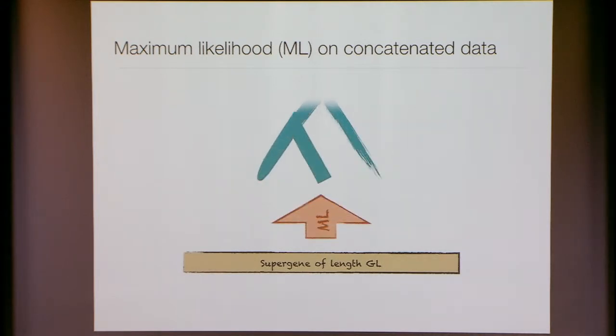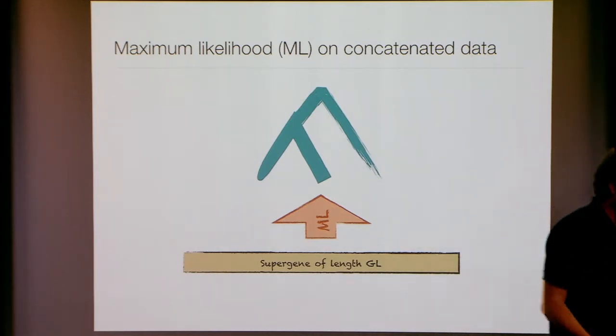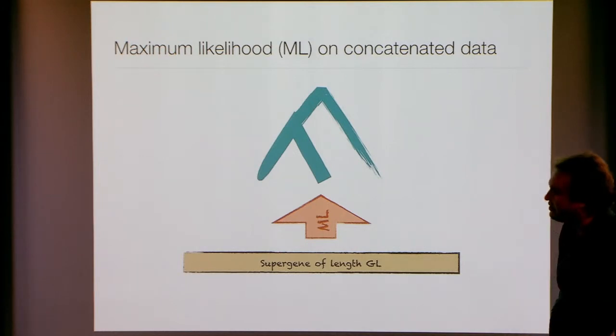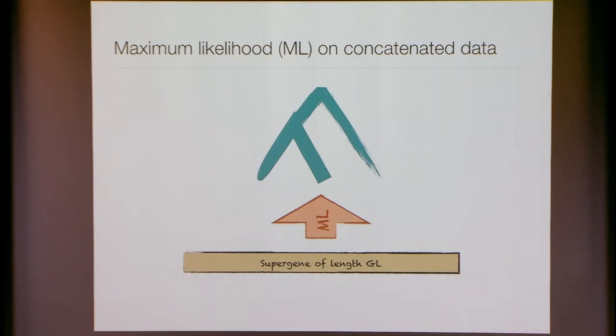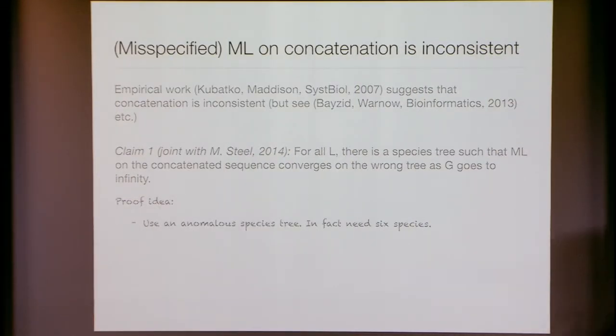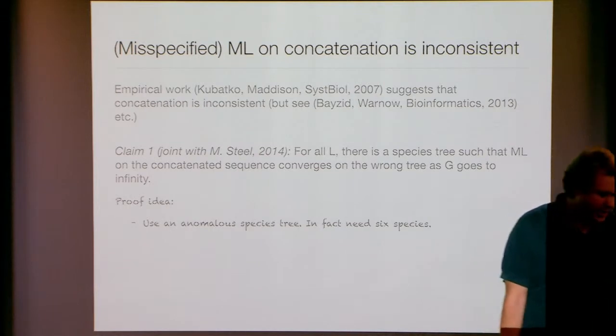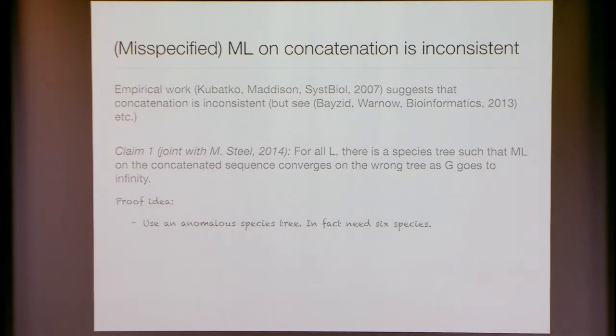Okay, so under that assumption, what can you say about this particular method? Since it's a misspecified maximum likelihood, it's natural to conjecture that it's not going to work, at least in some cases. There's been some empirical work showing that indeed it can be inconsistent, although Tandy showed that the jury is still out on whether in practice you want to do something like this or maybe some partial concatenation and so on. What we can show, in a recent result with Mike Steele, confirms the intuition, which is that not only is this approach in general not consistent, it can be positively misleading.